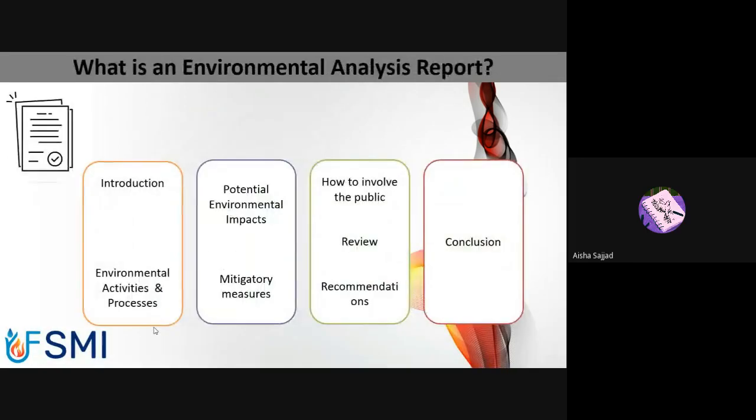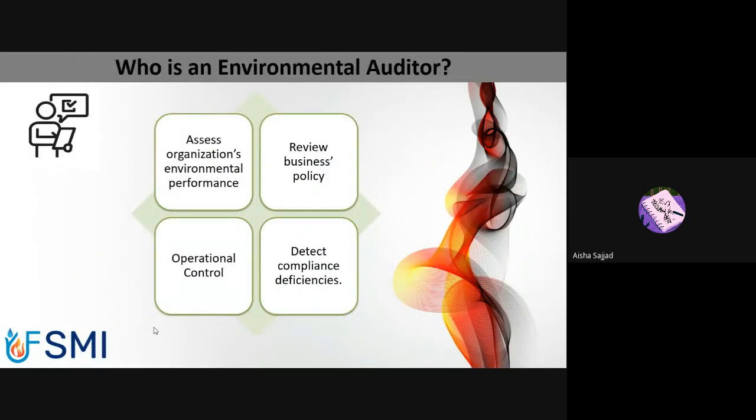Okay. So where were we? We were on how an environmental auditor works. An environmental auditor basically determines the environmental performance of the organization, and also reviews the business policies that this organization has. But we're not talking about the general corporate policies. We're talking about the business policies related to their environmental performance, and the auditor will also see how different operational controls are happening at the organization.